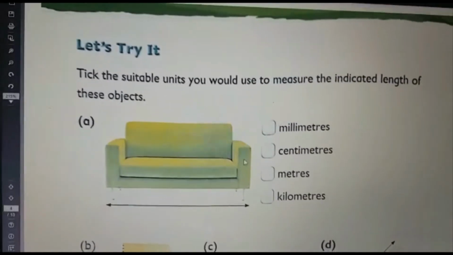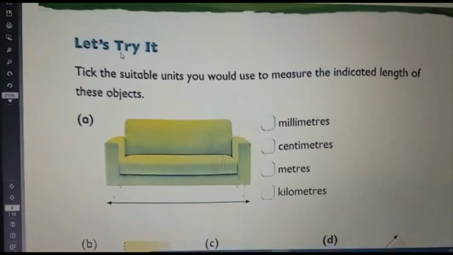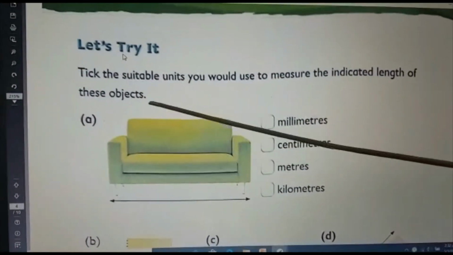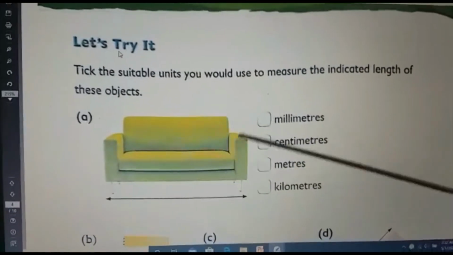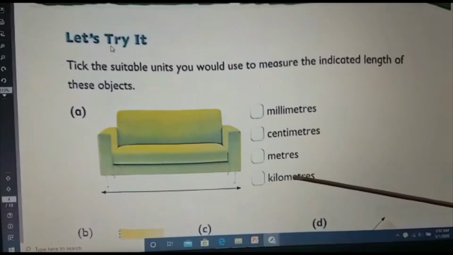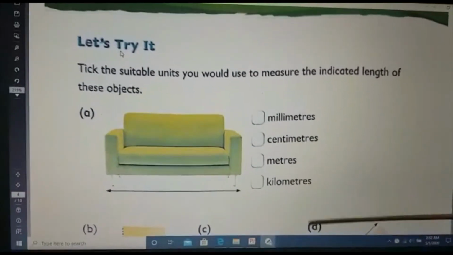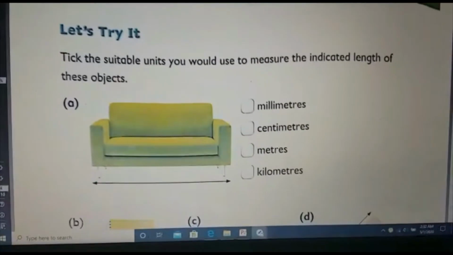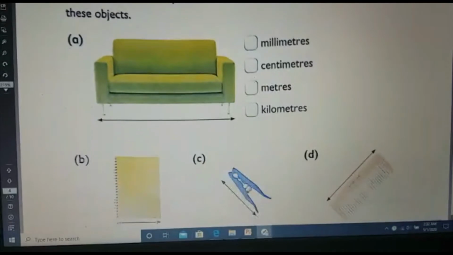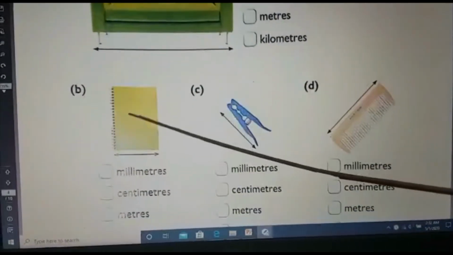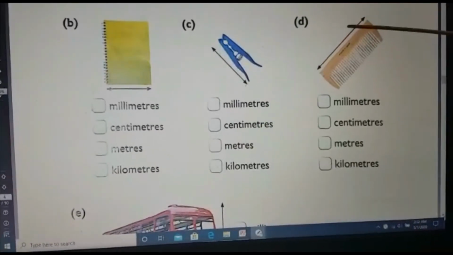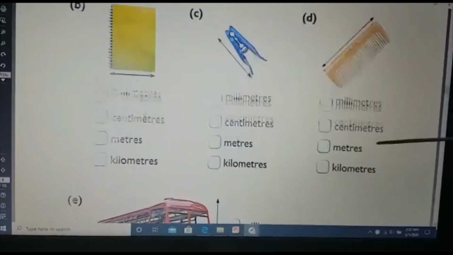So what's the first question? The first question is: tick the suitable unit you would use to indicate the length of these objects. The first one given is a sofa. You need to say whether it is millimeter, centimeter, meter or kilometer. Which scale will you normally use to measure the length of this? In your house, if you have a sofa, what scale will you use to measure that? Then a notebook is there, which one will you use? Then a clip is there, which one will you use? A comb is there, so what do you think is appropriate?